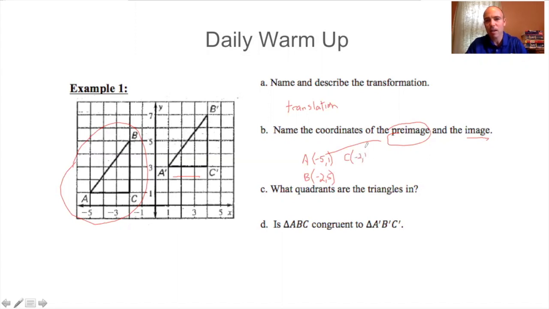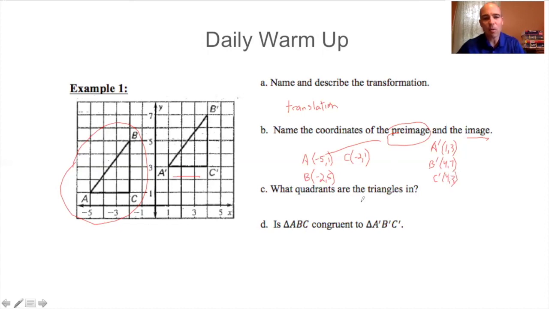And then the image is this new thing after we shifted it over. The way that I recognize it is that it has that little dash there. And so we would call this A', 1, 3. We would call the new B, 4, 7. And we would call the new C, looks like 4, 3.